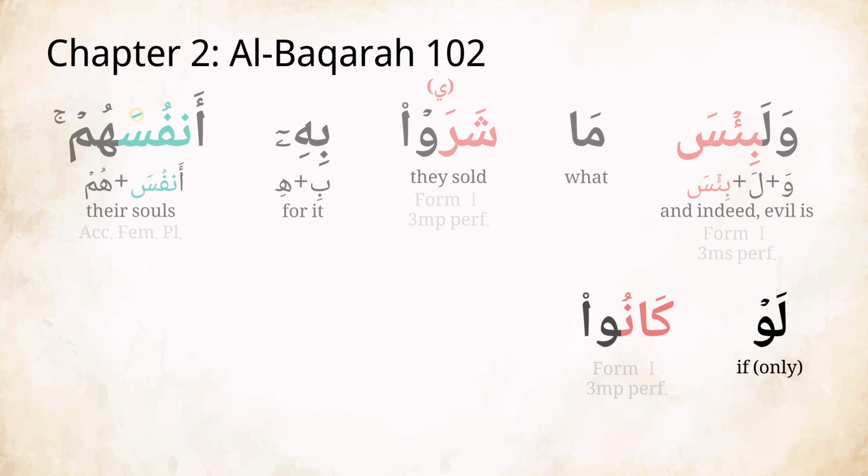Up next is kanu, and the last word is ya'lamuna, meaning they know. And together with kanu, we can translate it as they were knowing or they knew. So lau kanu ya'lamun means if only they knew. Alright, now we've reached the end of verse 102. So let's wrap up with a review of part 1 and 2.